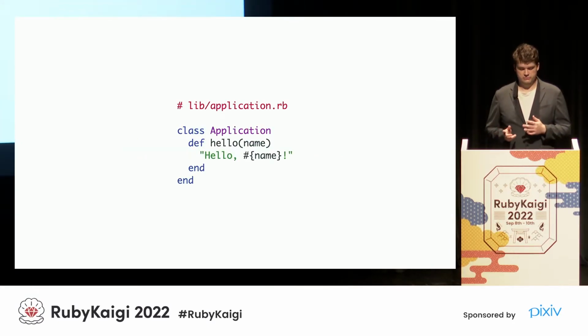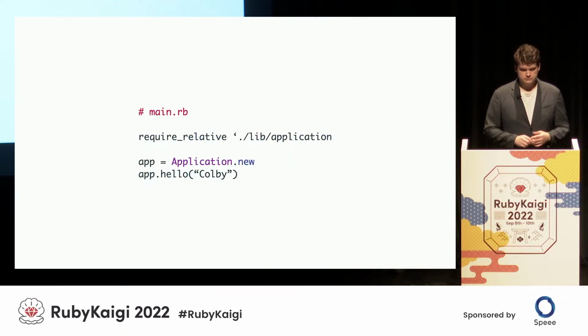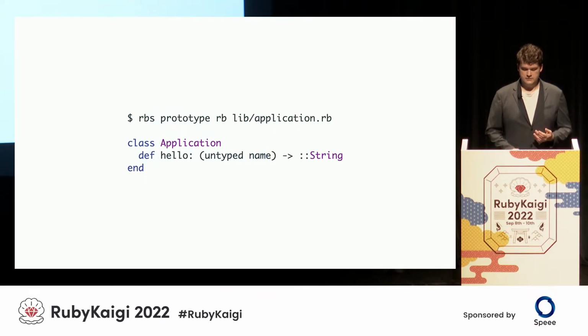I've created this hello world application as an example. There's just a single method, and this takes a single argument and prints hello. I've also added a main.rb file that contains the logic to load the correct file, initialize the application, and call the hello method.